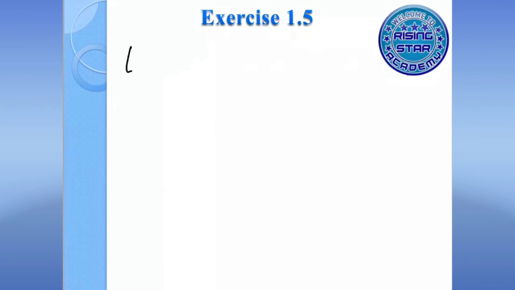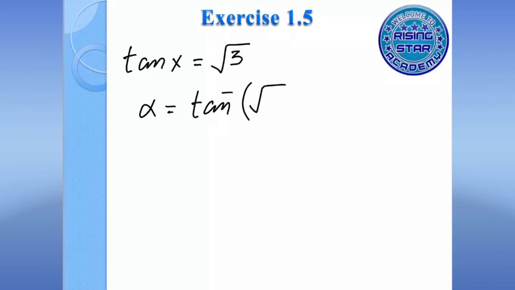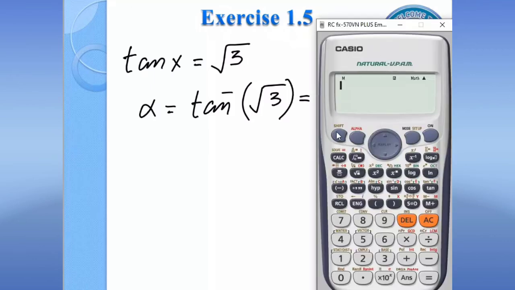So first of all, I will take tan x is equals to plus root 3. So we will find basic angle. So tan inverse of root 3. Let me check by using the calculator. So here we will find shift tan inverse square root of 3. That is pi by 3. So let me write.